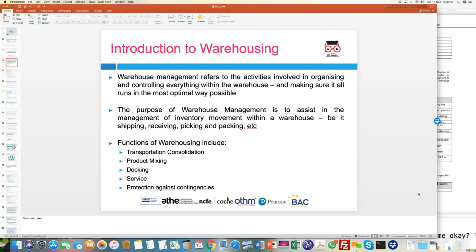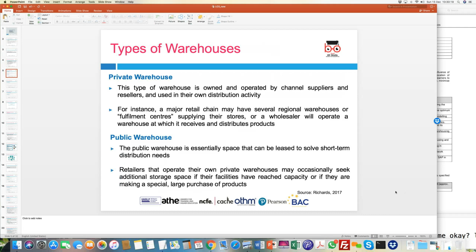Then there is the servicing side of things, and protection against contingencies. So if something goes wrong within a warehouse, if something is not being found, how do we look at those contingencies is what we will also discuss going further.